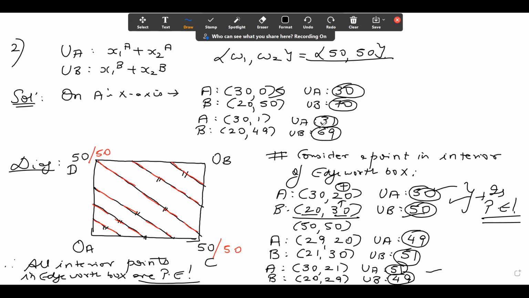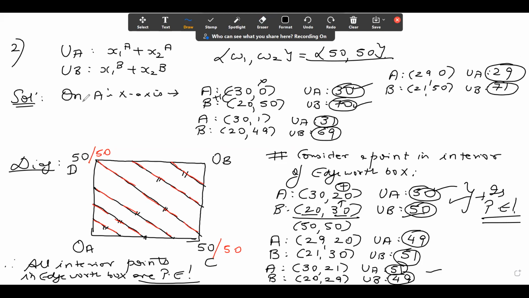Similarly, guys, try to make B better off. How will B become better off if A gives any of the units? Now, A can't give anything from here because anyways you have 0. Suppose A gives 1 unit from here. So A has now 29, 0 and B has now 21, 50. Utility which A gets is 29. Utility which B gets is 71. B has become better off by making A worse off. That means all points on A's x-axis are Pareto efficient.